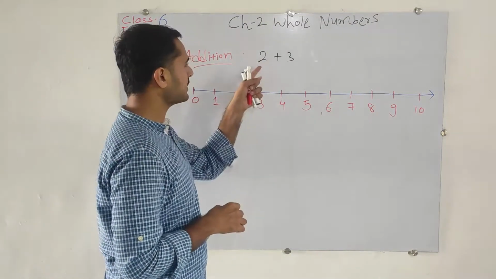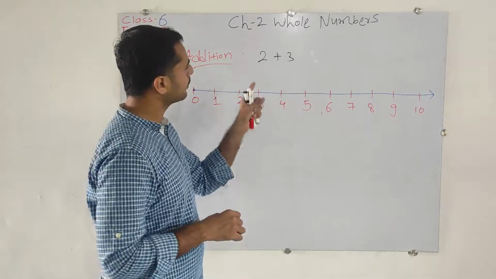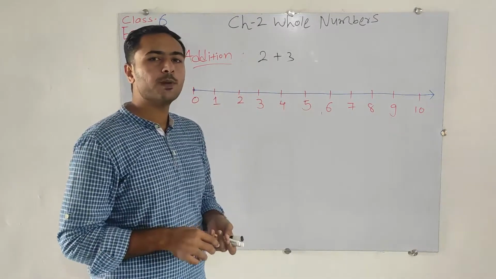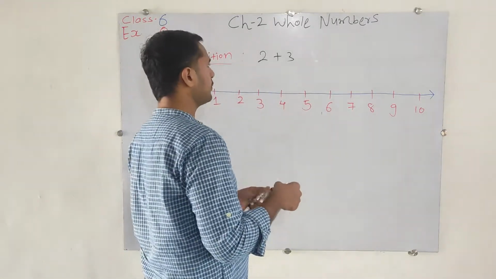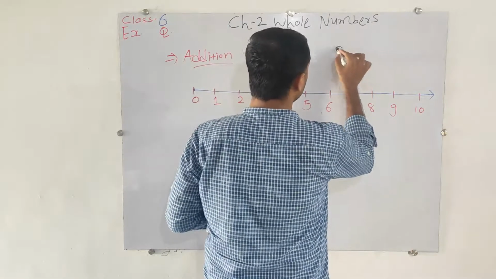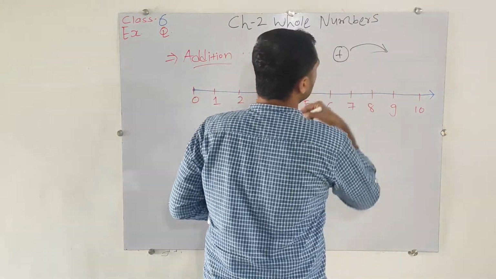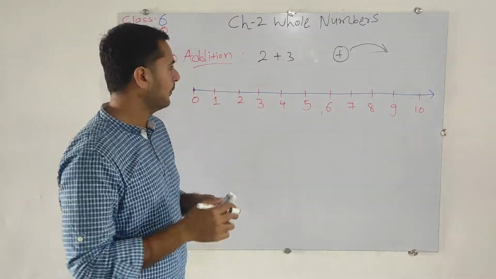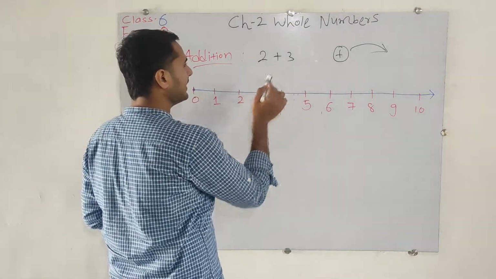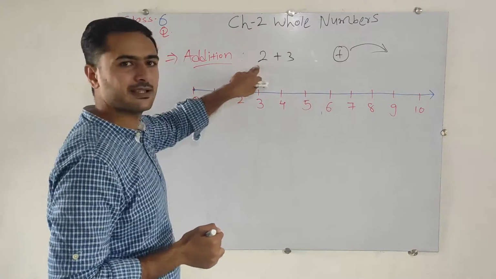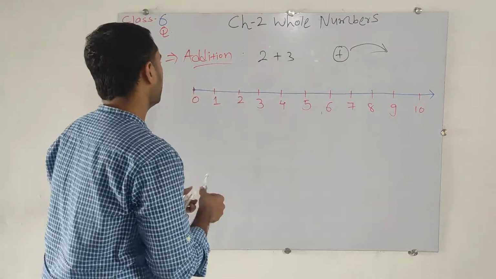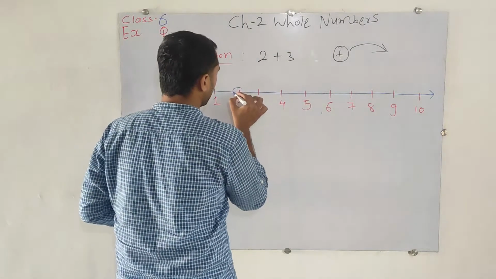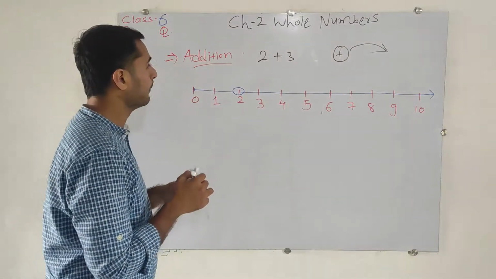Now, which process are we following? That is the addition, and we have to add 2 plus 3. Just remember that if you observe the addition sign, it means you have to move towards the right side. Now, how will we do that? Here is 2 plus 3. So identify the first number, that is 2, and mark it over here.